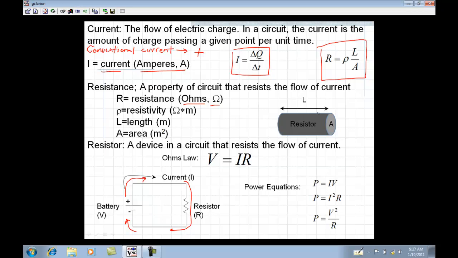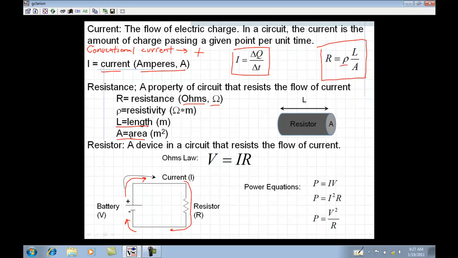Resistivity depends upon the type of material in your resistor. So it's just a constant. It's this constant that changes based on the type of resistor you have. So on multiple choice tests, and I know this is coming up for your multiple choice test, what's more important is understanding how the length and the area affect the resistance.